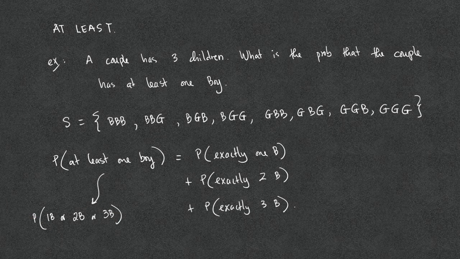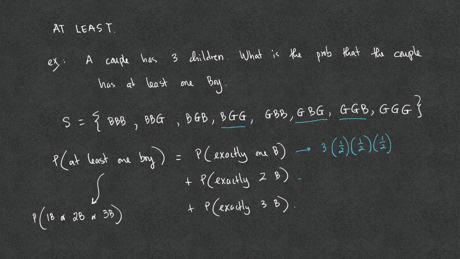There are 3 ways to get exactly one boy: BGG, GBG, and GGB. That is, the probability of getting exactly one boy is 3 of these, and each time they have only one boy, which means 1/2. The probability of a boy is 1/2. The probability of a girl is 1/2. And the probability of a girl is also 1/2. We assume that having a boy and girl has a 50-50 chance.